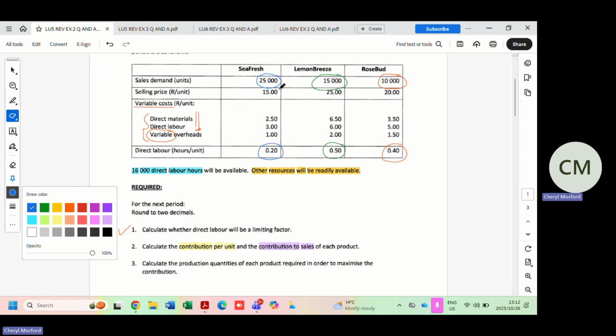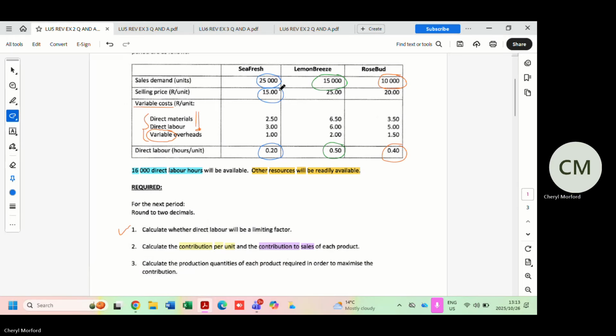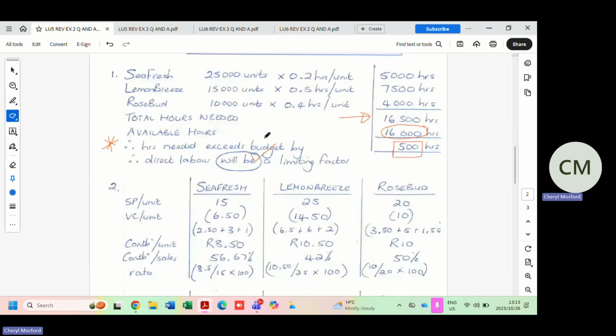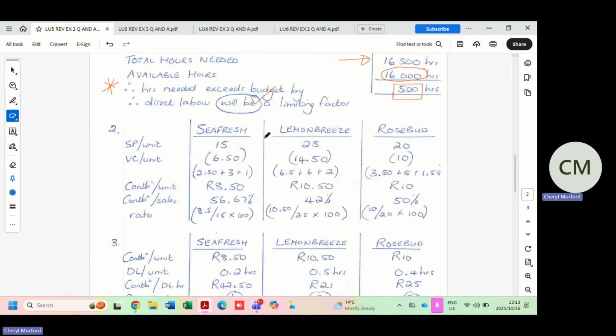Sea Fresh has a selling price of 15 Rand. Then if we take the variable costs, all 3 of them, and add them together, that will give us 2.50 plus 3 is 5.50 plus 1 is 6.50. That if we subtract from 15 Rand will give us the contribution margin per unit. All right, so have a look there.